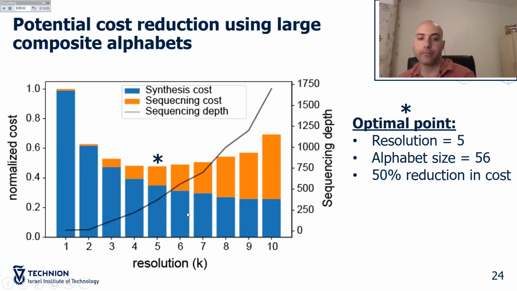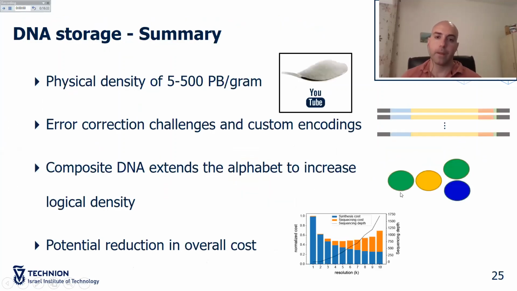But on the other hand, in order to achieve a high enough inference rate, you have to increase the sampling, or the sequencing cost. The sweet spot, where the trade-off is optimal, is at resolution K, which is a 50-letter composite alphabet, achieving a 50% reduction in cost. This is, of course, using today's cost estimation.